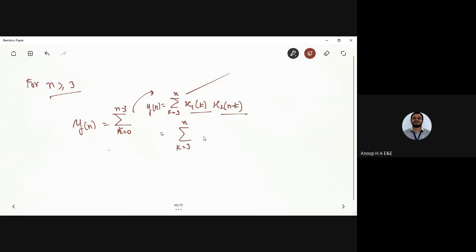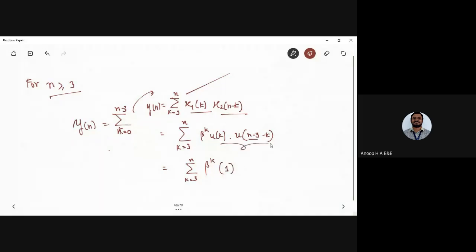So what is x1 of k here? Which is beta power k u of k, and I have x2 of n minus k, which is written as u of n minus 3 minus k. So I'll be writing it as sigma k equals 3 to k equals n. So I'll be having beta power k into 1.